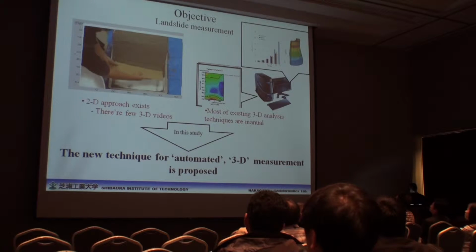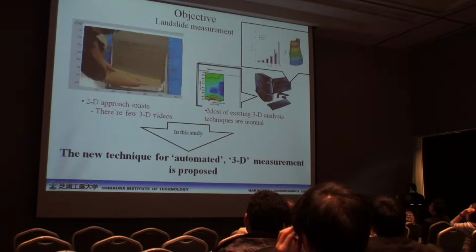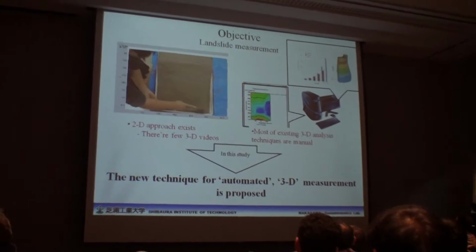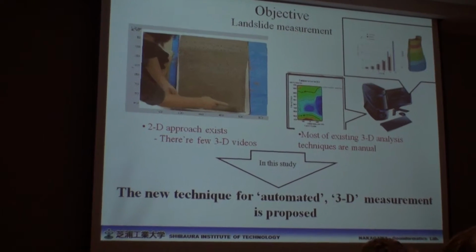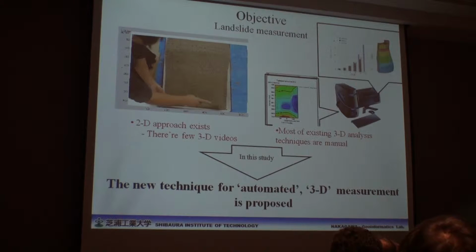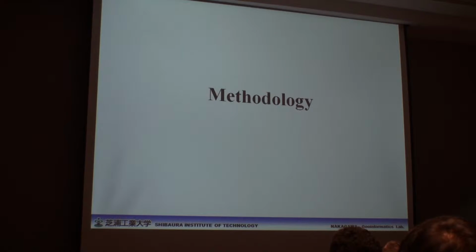Here is the objective. About landslide measurement, a 2D approach exists, but there are really few 3D videos, and most of the existing 3D analysis techniques are manual. So in this study, a new technique for automated 3D measurement is proposed.